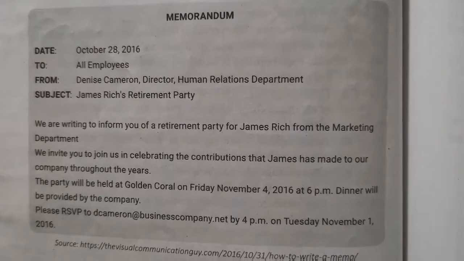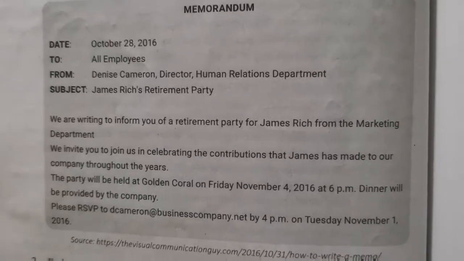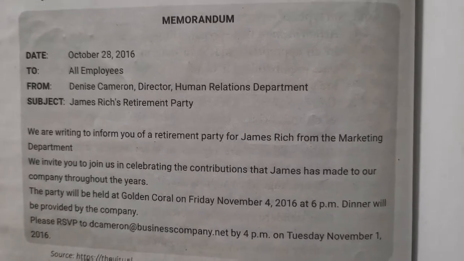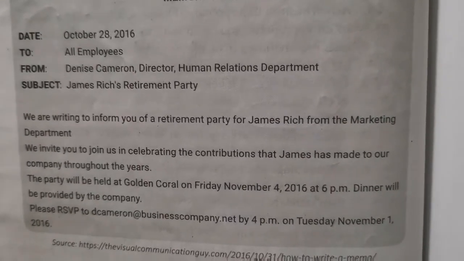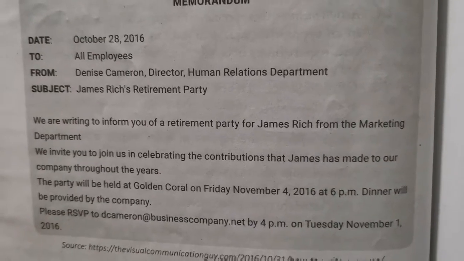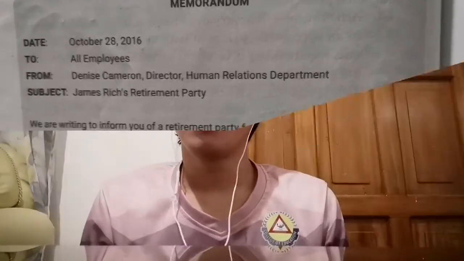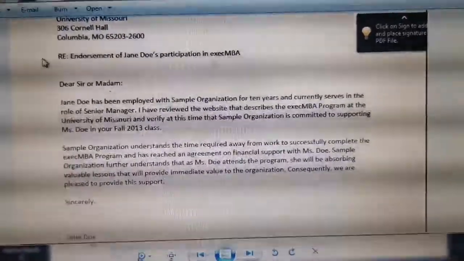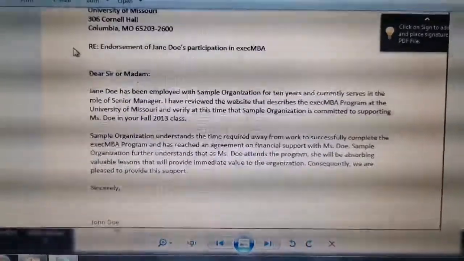So this is an example of a memorandum about James Rich retirement. So the readers of this memo are informed to join the retirement party of James Rich, which will be held at Golden Coral on Friday, November 4. The second one is the endorsement letter. To endorse means to support, approve, or to recommend. Okay, so this is an example of an endorsement letter about Jane Doe's participation in EXIC MBA.